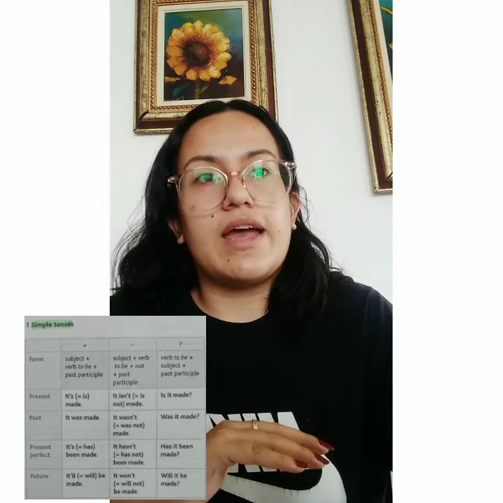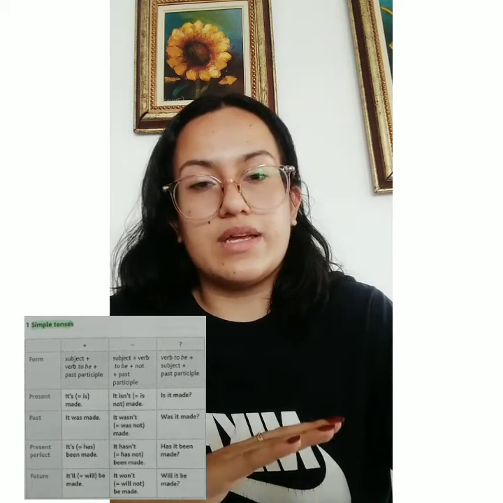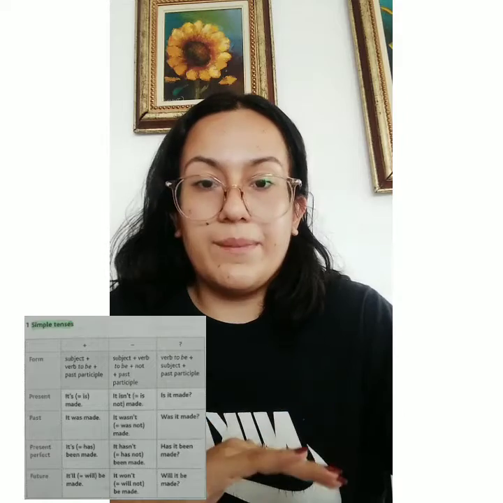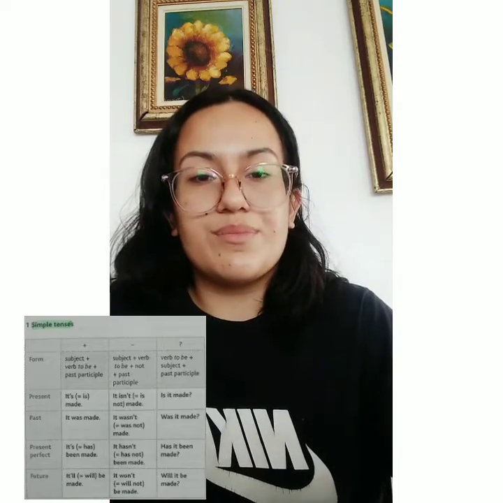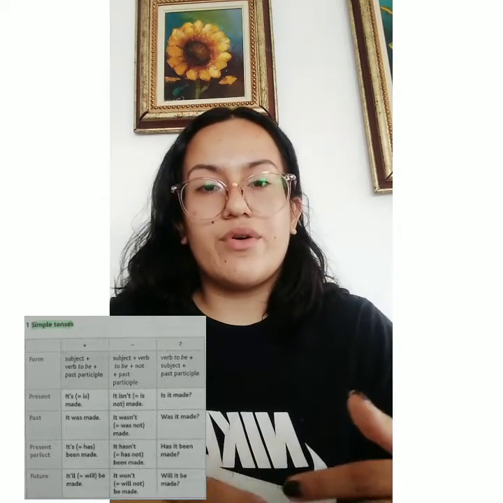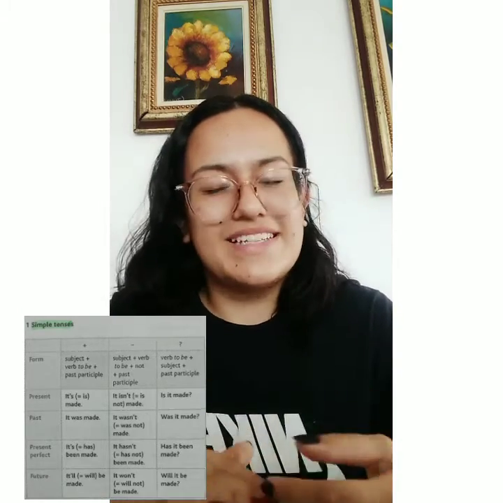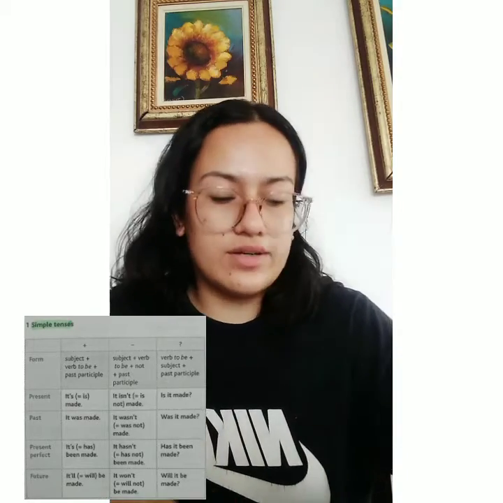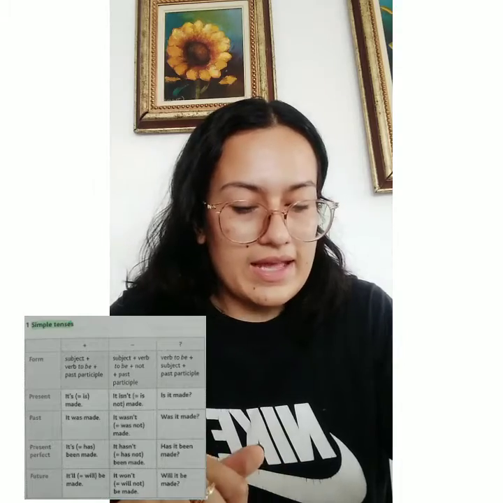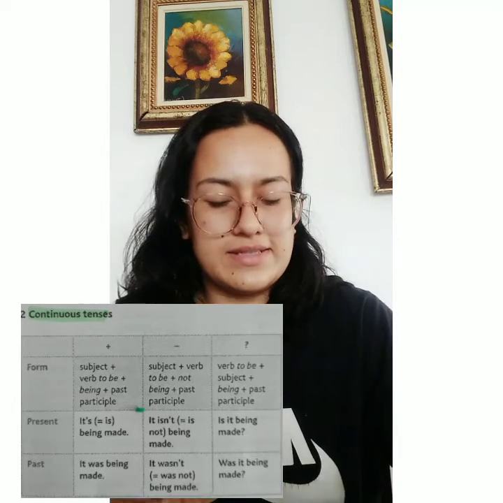So if it's present simple, it's going to be is, are, and am. If it is past simple, it's going to be was or were. In present perfect, it's going to be have or has. And if it is future, it would be will or will not, won't. And yes, that's it. In continuous tenses, the structure changes a little bit, and it's this one.